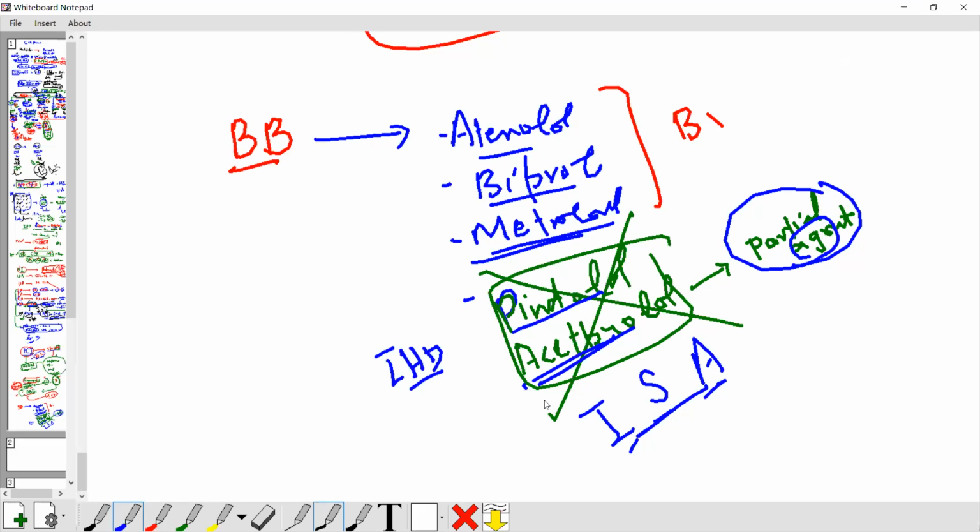Don't take risk here. Do not go for pindolol or acebutolol. I have other options here: atenolol, bisoprolol, metoprolol. I can use these selective beta blockers. I am going for selective because it is better for the heart, acting just on the heart. So these are the beta blockers.